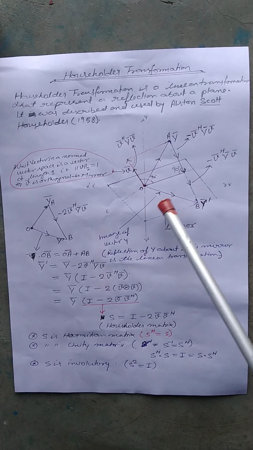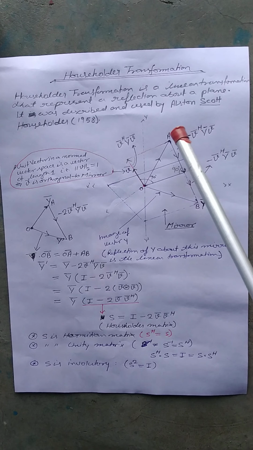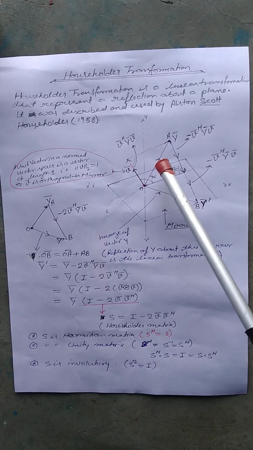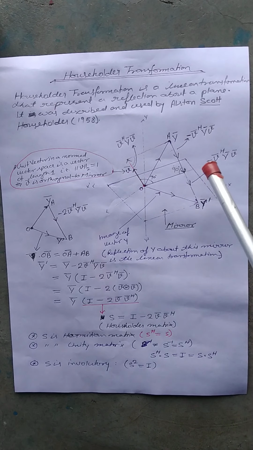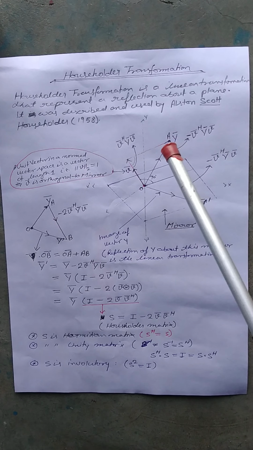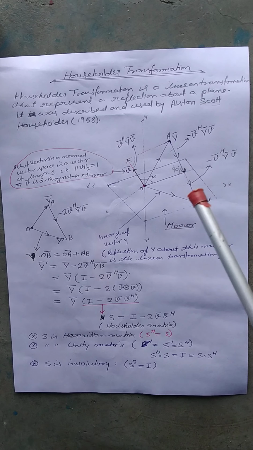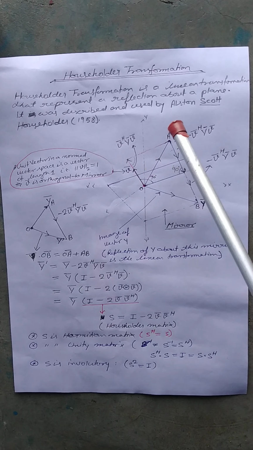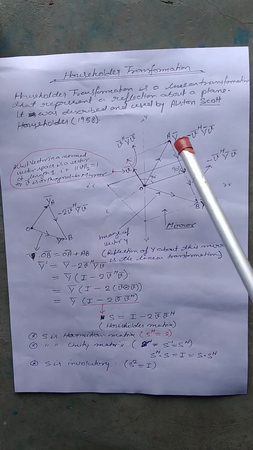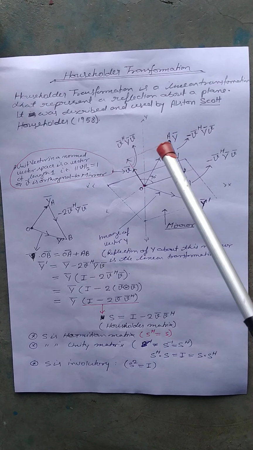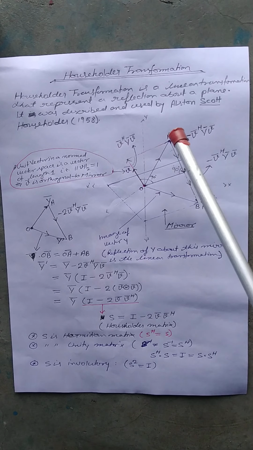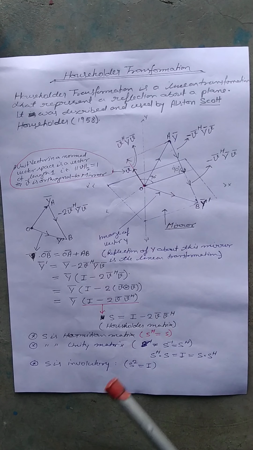This is a diagram of the image of a vector y with respect to a mirror. This is a mirror. With respect to this mirror, if you want to find the mirror image of the vector y, then we take the multiplication of y with the Householder matrix and we can find the mirror image of y. This process is known as Householder transformation.